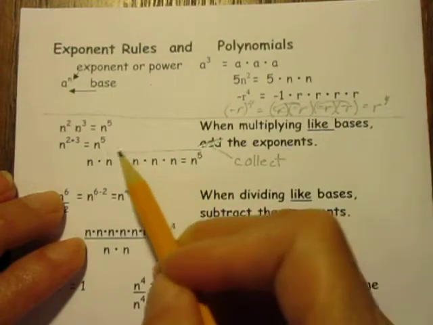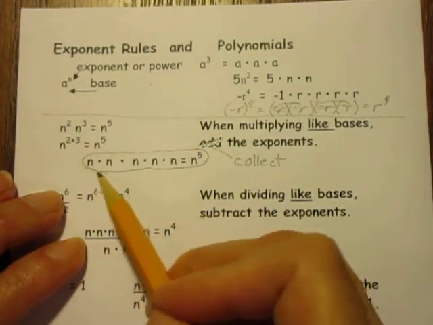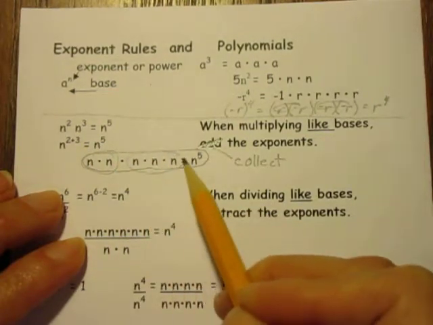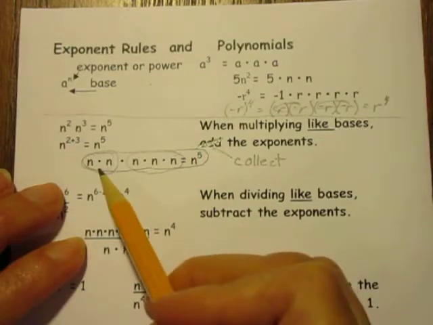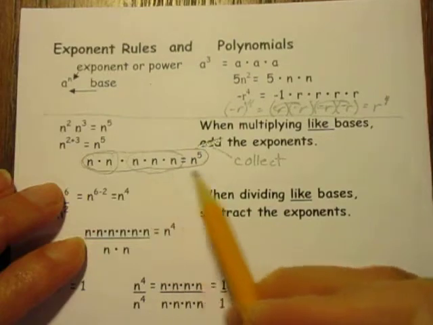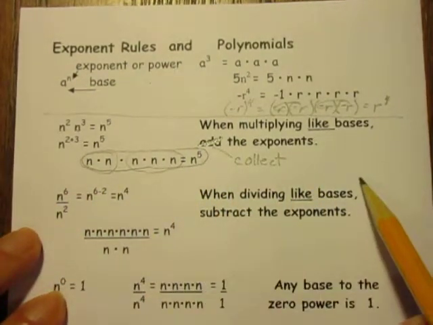Now this right here is just a quick little proof that I'm pointing out to you. n squared really would look like this, n times n. n to the third power would really look like this. And when I write that out, using the meaning of the exponent, that makes sense. How many n's do I have here? n to the fifth power. So all I was doing was proving that. Okay, that one's pretty straightforward.